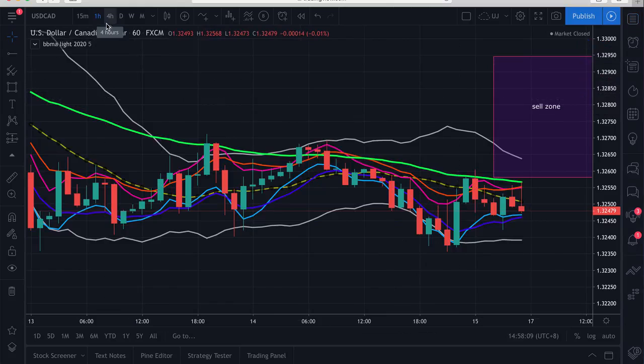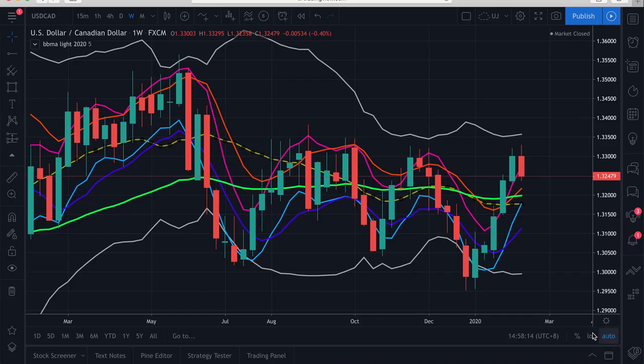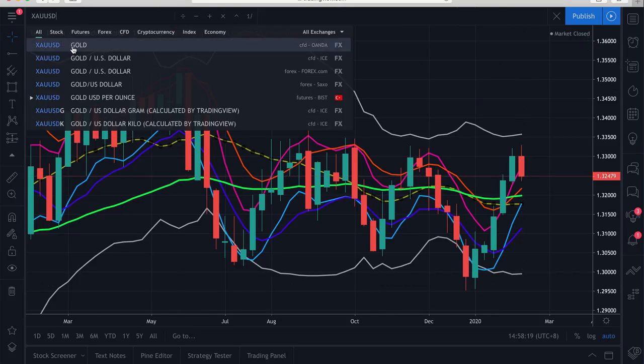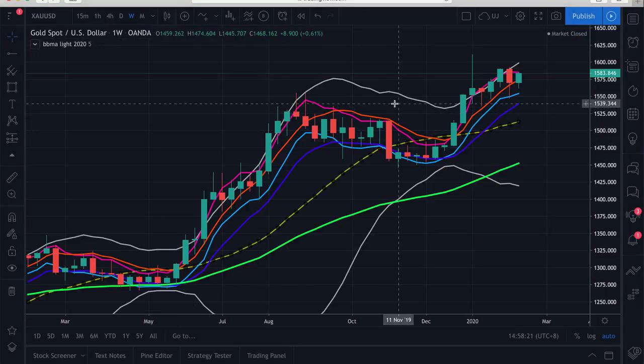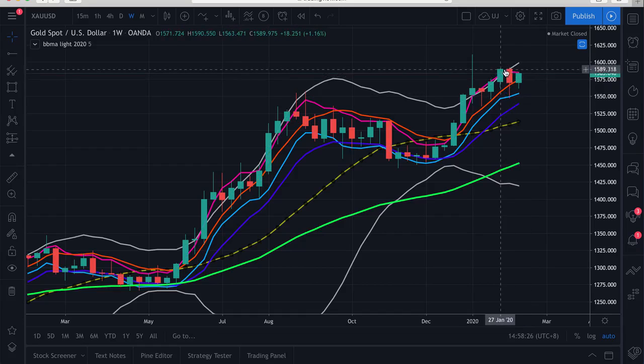The last pair that we're going to look at for this week is, as usual, XAU USD, which is gold. Okay, gold in a weekly time frame, we can see the price is at the re-entry sell zone here. Price closed between the MA 510 and MA high 5, MA high 10. Okay, so this is a re-entry sell zone.